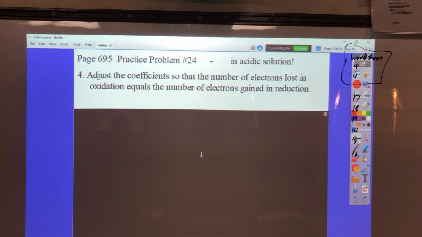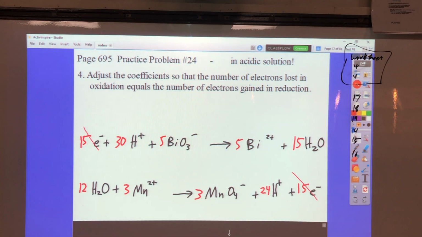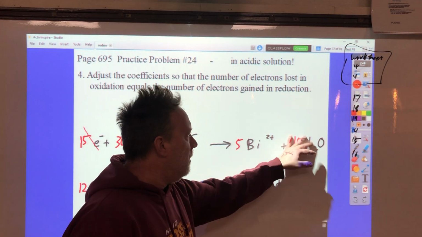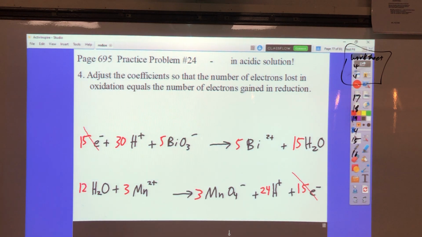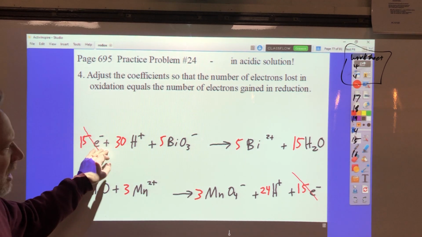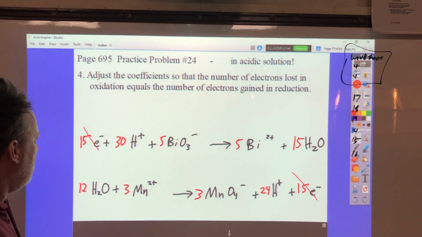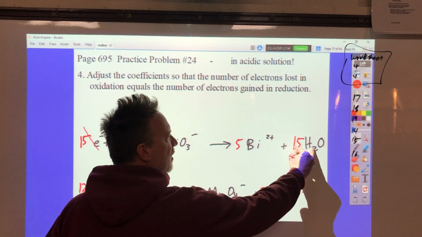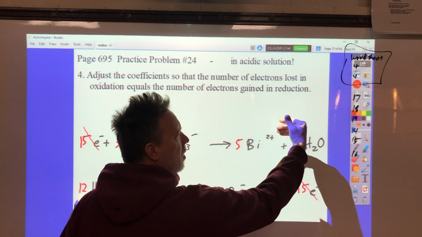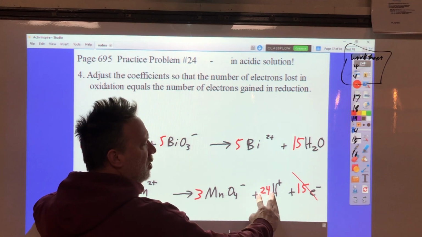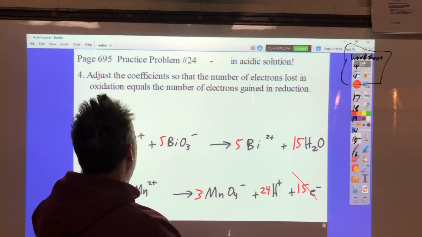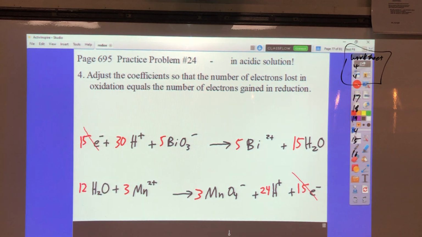Adjust the coefficients so the number of electrons lost in oxidation equals the number of electrons gained in reduction. So I multiplied the whole top equation by, I think, 5, and the whole bottom equation by, I think, 3. The 15 electrons cancel. Notice I have 12 water and 15. That's going to leave 3 water on this side. I have 30 hydrogen ions and 24 hydrogen ions. That's going to leave 6 hydrogen ions on this side when I add everything.